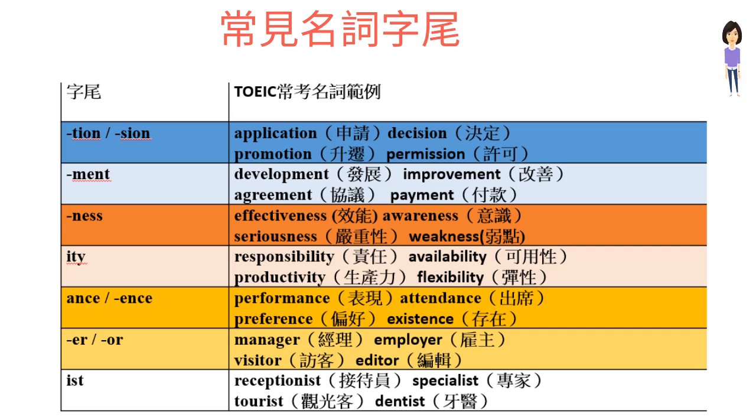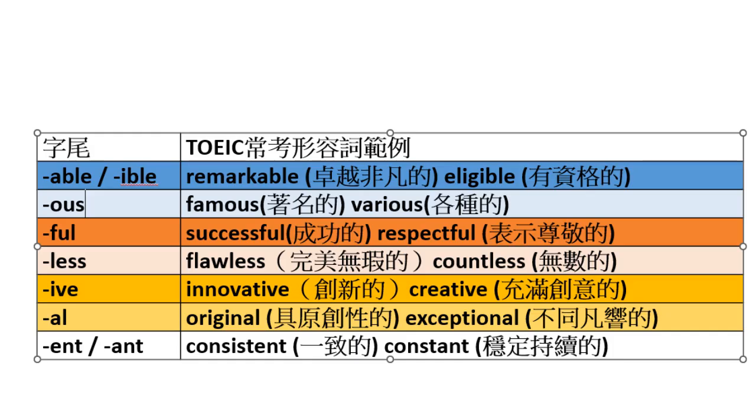Words with ist also describe people, often by profession. Examples: receptionist, someone who welcomes visitors. Specialist, an expert in a subject. Tourist, someone who travels. Dentist, a tooth doctor.